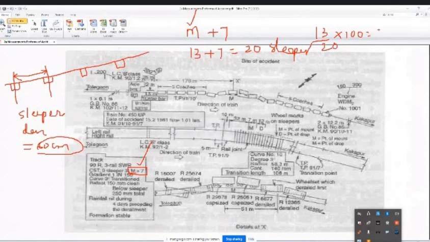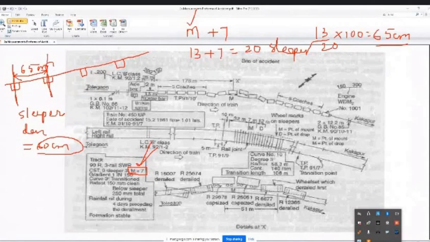Is that clear? Are you following my lecture? So 65 centimeters means the distance from the center of one sleeper to the center of the next is 65 centimeters. If that is there, that type of track structure we call an M+7 sleeper density. Our supervisors must understand these meanings. SSCs, JEs, they must understand what M+7, M+8, M+4 are.